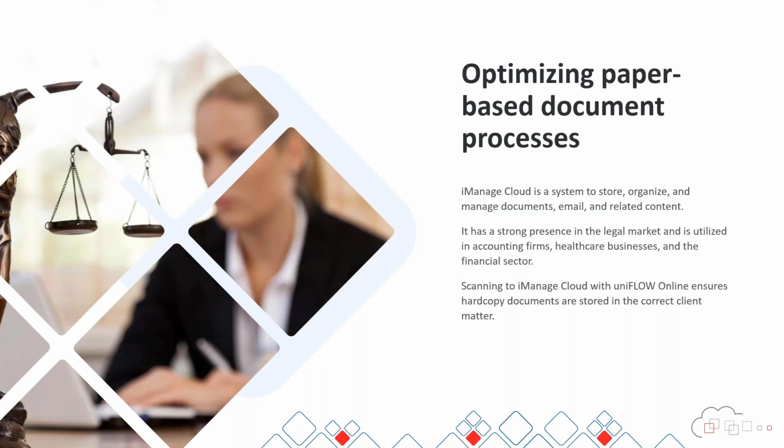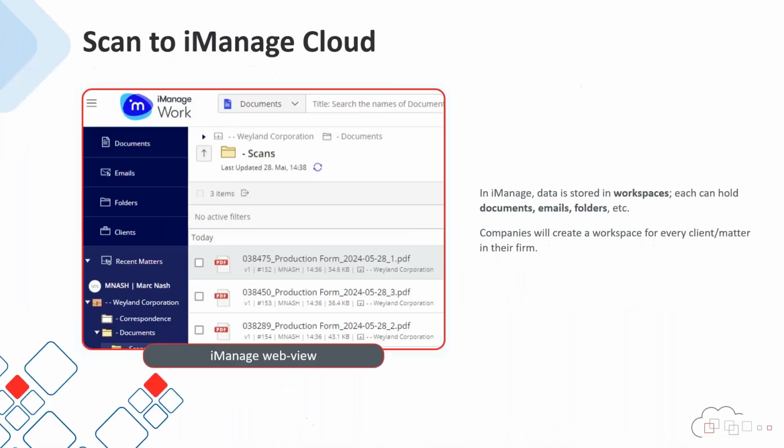this exciting integration. So when scanning to iManage Cloud with uniFLOW Online, hard copies can be, if you like, scanned to the correct client matter, which is a term used in those markets. So when a user scans documents using the scan to iManage Cloud profile, the data is stored in what we call workspaces, which is basically folders that they can store these types of documents in the iManage environment. Now, typically, companies create this workspace environment based on the clients or customers that they have, with all the necessary information that is required for that particular client. So this is where the beauty now comes into the integration.